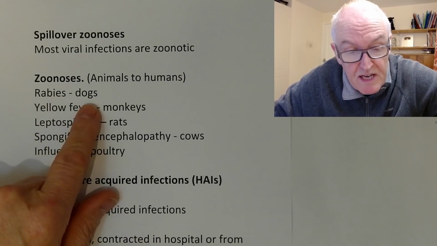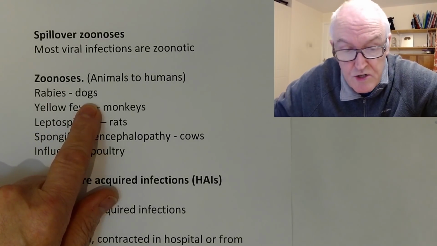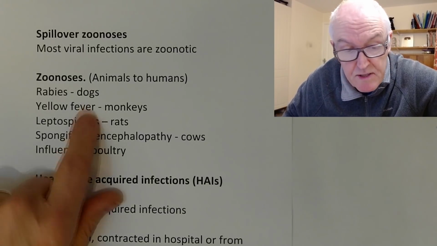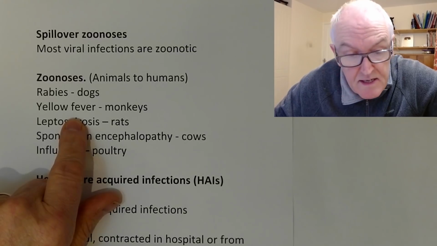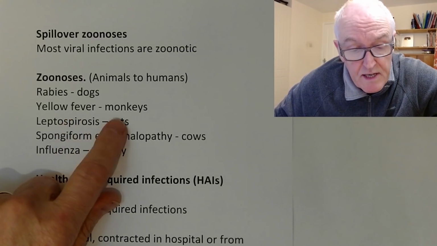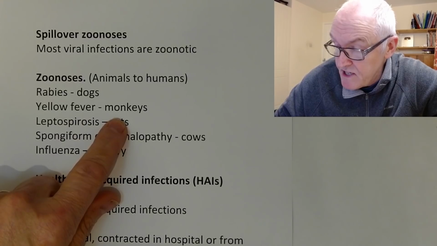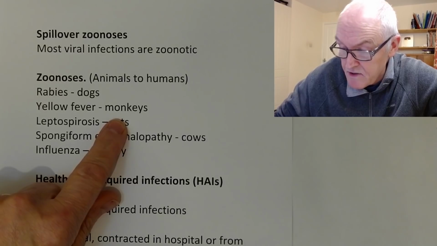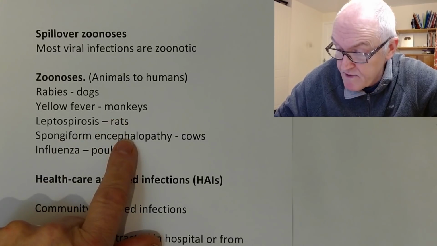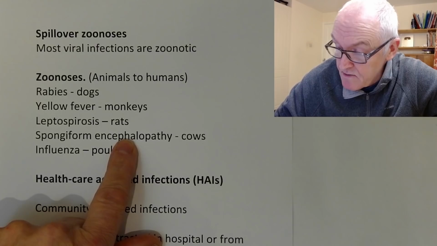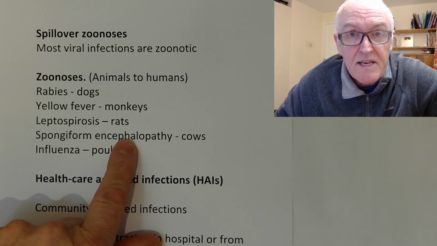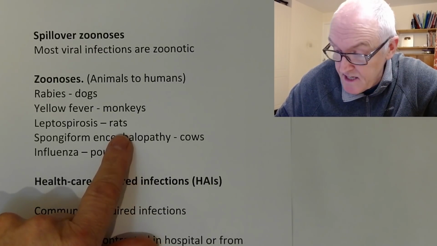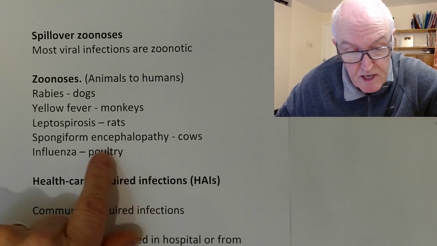So rabies, for example, can come from infected dogs or bats if dogs are rabid. Bats can carry rabies as well. It's a virus. Yellow fever, that's a hemorrhagic fever. It comes from monkeys via mosquitoes. It's vectored from monkeys to humans via mosquitoes. Leptospirosis comes from rats. It's a bacterial infection, sometimes called Weil's disease, and that can cause bleeding and yellow discoloration, jaundice, and renal problems. Quite a nasty bacterial disease, leptospirosis.